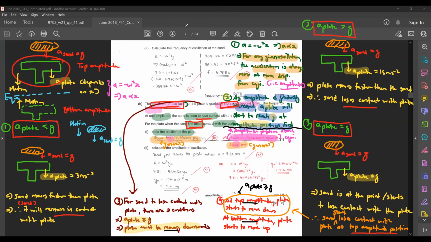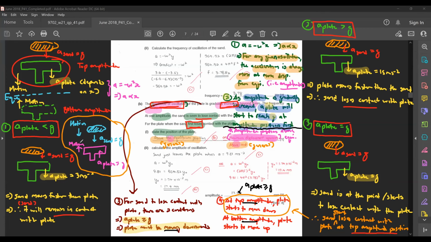And then after that, I say that my plate is like this. Okay. And it is moving outwards. And I tell you that the acceleration of my plate is also equal to g. In such a case, is it even possible for the sand to lose contact with the plate? No. No doubt that both of them have the same value of acceleration, but both of them are actually moving towards each other.